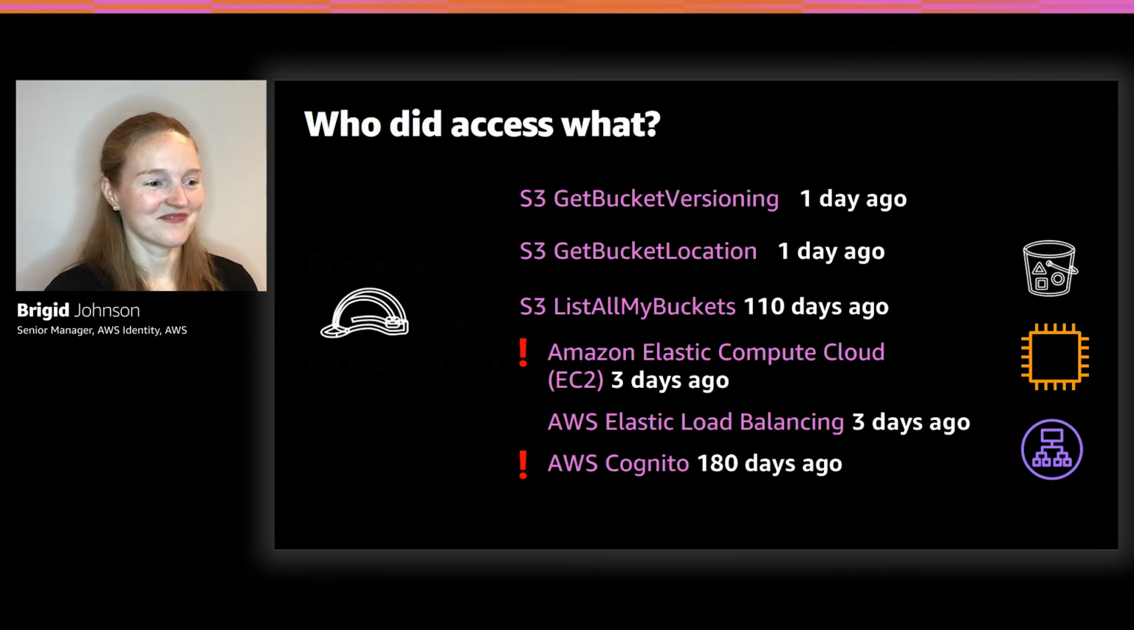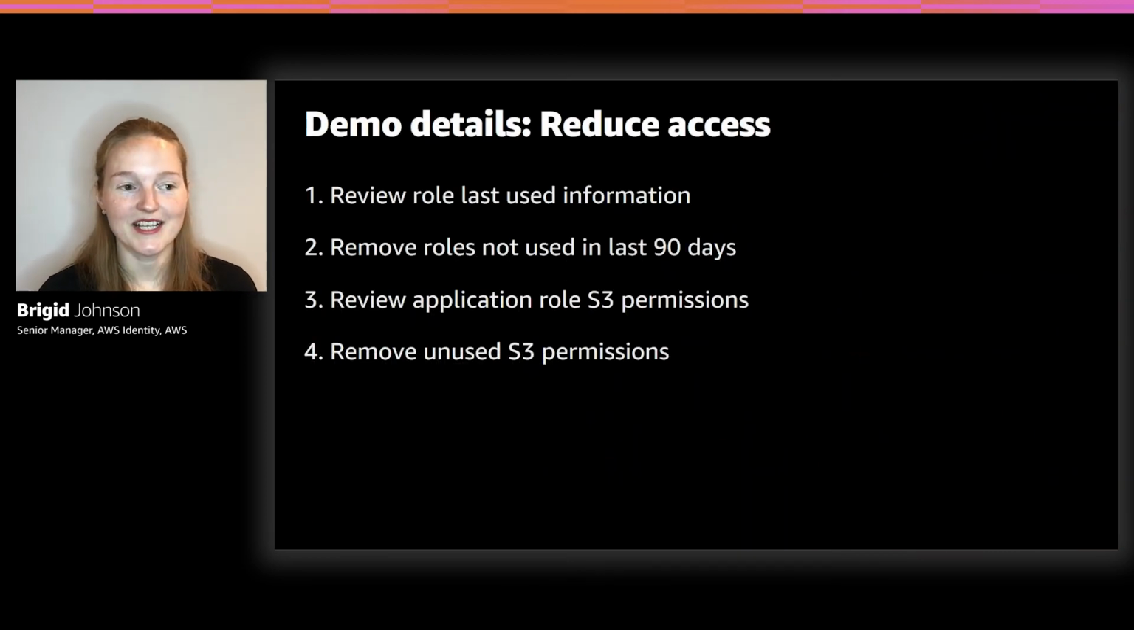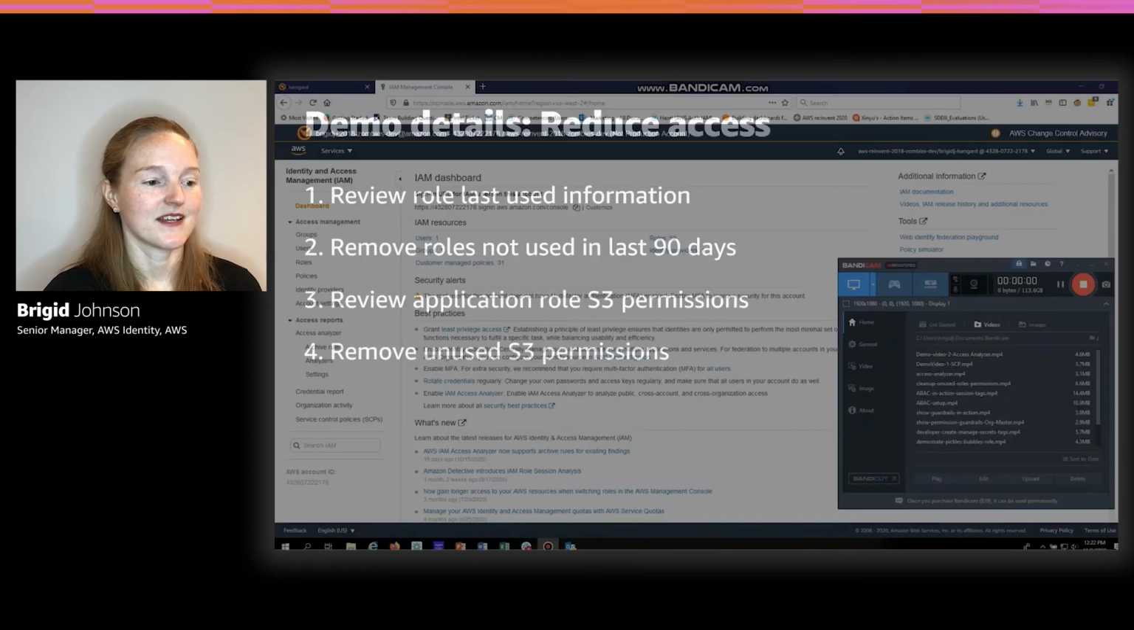All right, here's the demo for reducing access using last access information. First, I'm going to review role last used information, and then I will remove the role that hasn't been used in 90 days. I'm going to review S3 permissions and the service permissions, and I'll remove some unused permissions. All right, here we go.